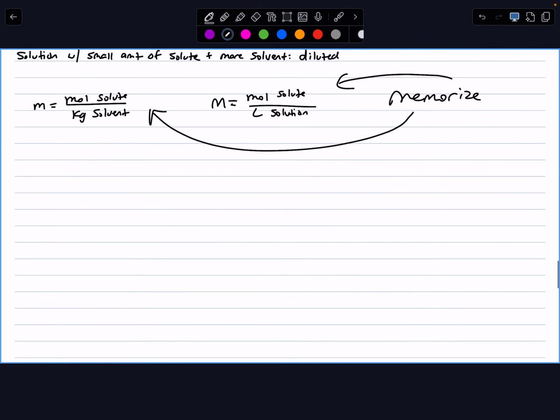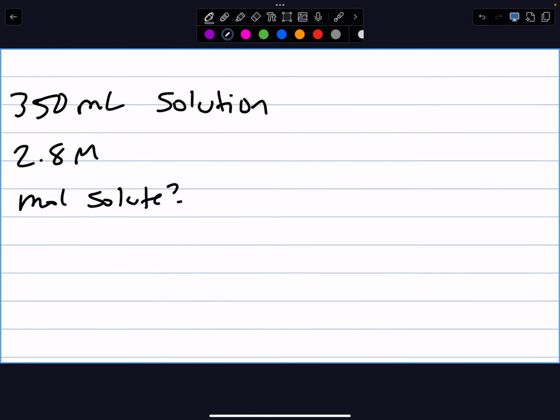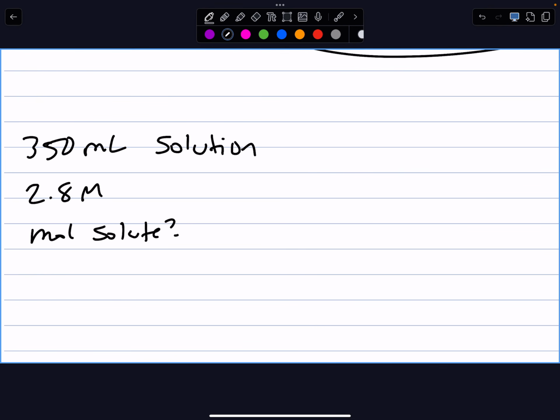So if I ask you, 350 milliliters of a solution contains a concentration of 2.8, what is the amount of moles of solute? How would you solve that? First, you have to switch it to liters. First of all, what formula am I using? Molarity. Because why? The liter part and the capital M part. So I have moles over liters.